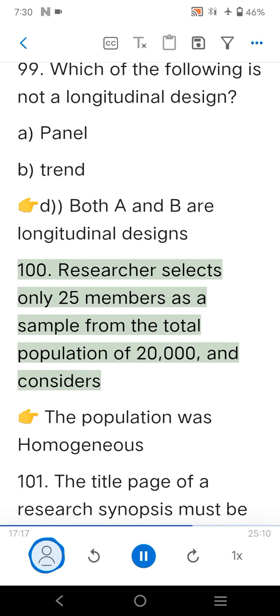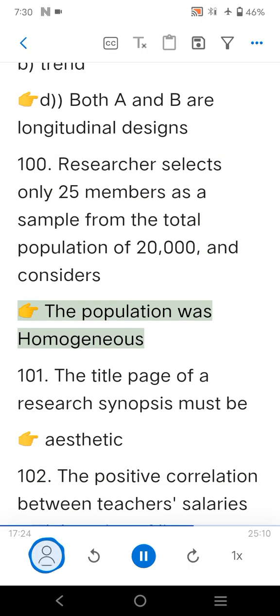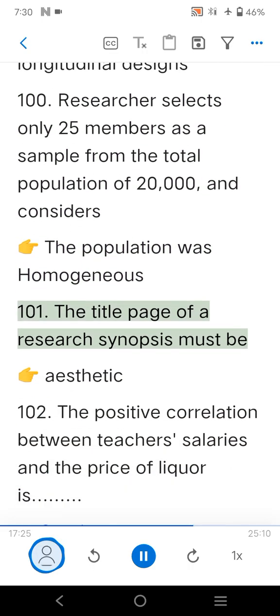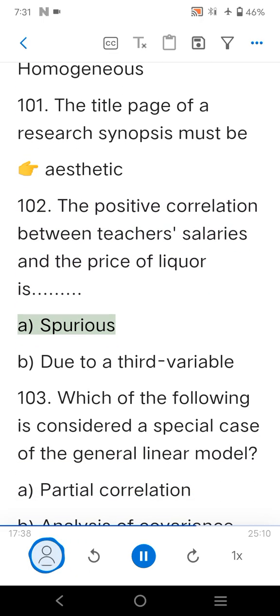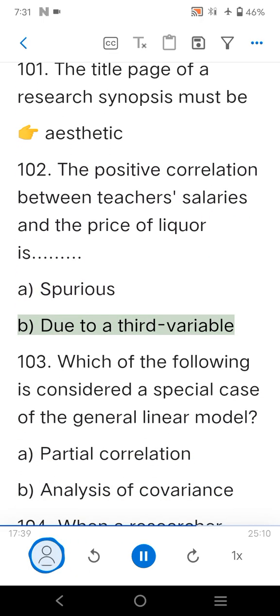100. Researcher selects only 25 members as a sample from the total population of 20,000, and considers the population was homogeneous. 101. The title page of a research synopsis must be aesthetic. 102. The positive correlation between teachers' salaries and the price of liquor is A. Spurious. B. Due to a third variable.